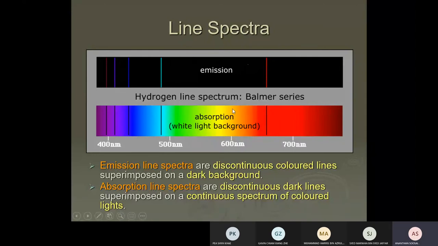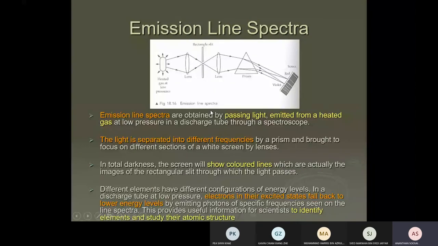So to understand this further, we go to the setup. This is a setup for emission spectrum. Emission spectrum means what? Electron goes down or goes up? Emission spectrum. Emit photon. Emit photon means electron goes down, right? From high state to low state. So here, the electron originally must be in a high state.